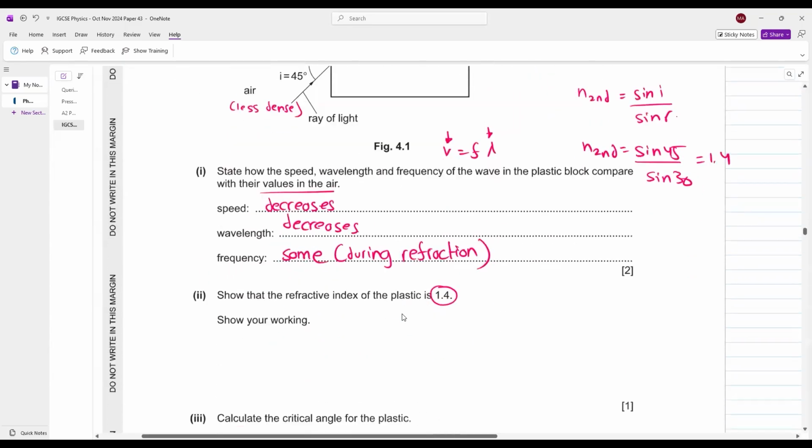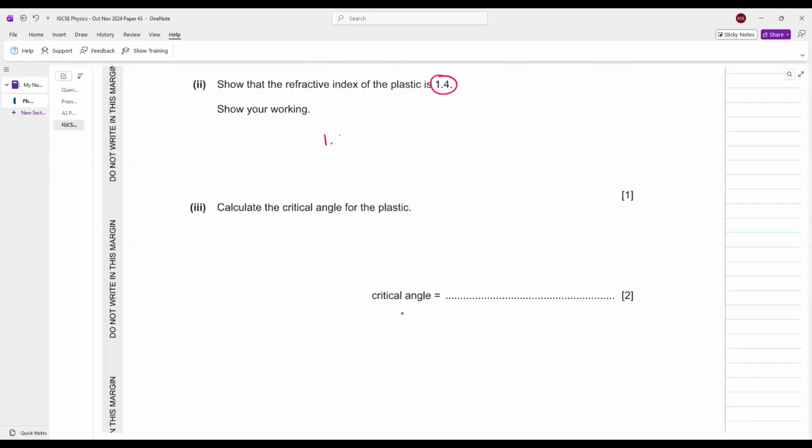1.4. Simple as that. You can write it here. Refractive index is 1.4. This is the refractive index of plastic. Simple as that. Now you have to calculate the critical angle of plastic. How will you do that?